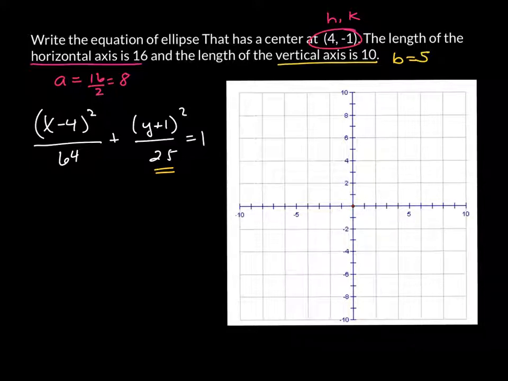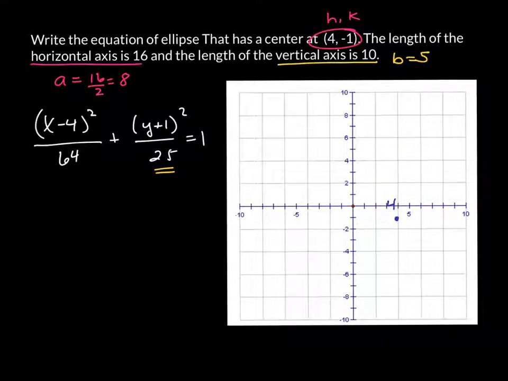Now, to go ahead and graph this, I am at (4, -1), which will give me the center of the ellipse right here. From the center, on the horizontal axis, I'm going out 8 units in each direction to find the coordinates of the vertices. So in order to go out in this direction and in this direction, my value for y stays the same here. What I'm adding to is the x value of my center.